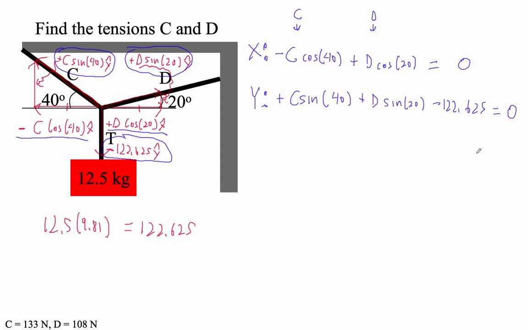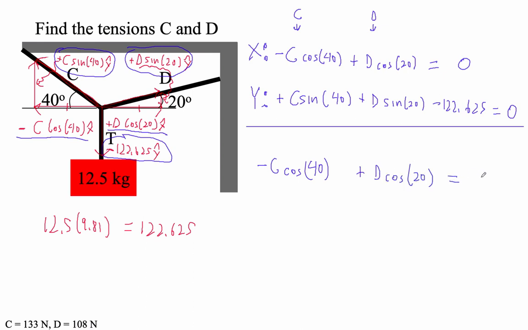Now, we can't solve these simply. C and D are not the same. We have two equations, two unknowns. I think the simplest way to solve this is to use matrices, only, by the way, if we don't have to do the matrices ourselves. That is, we'll let the calculator do the matrices. So now the next thing to do is to write these equations in matrixable form. The first equation already is there: minus C cos 40 plus D cos 20, and then the constant is 0.